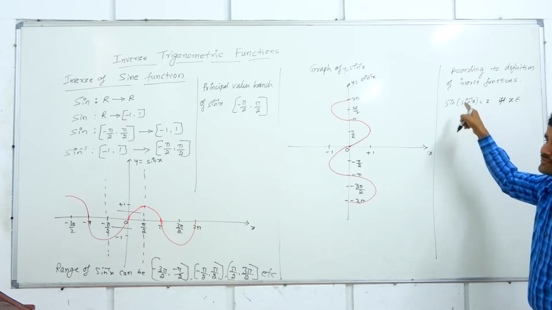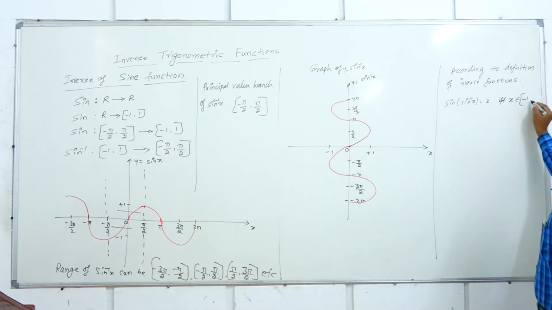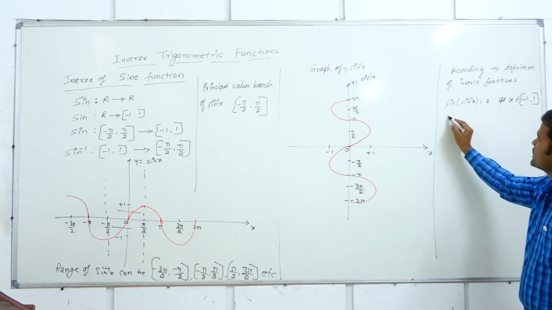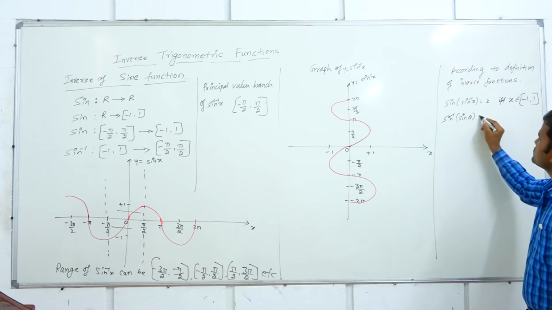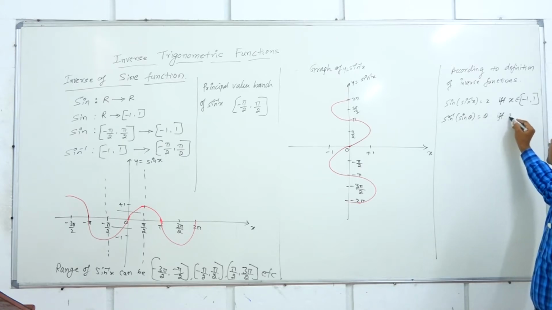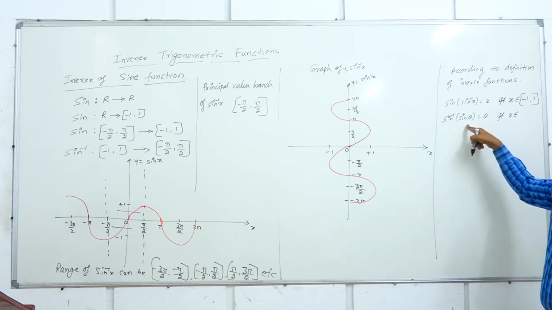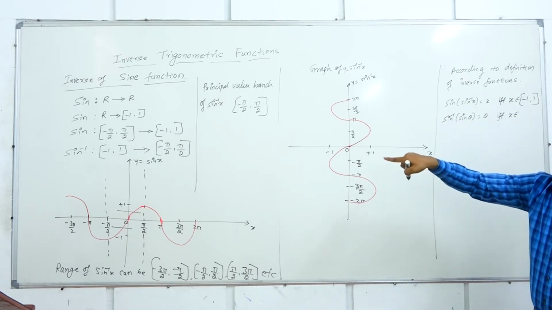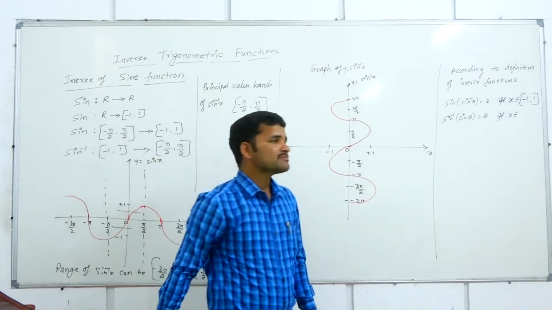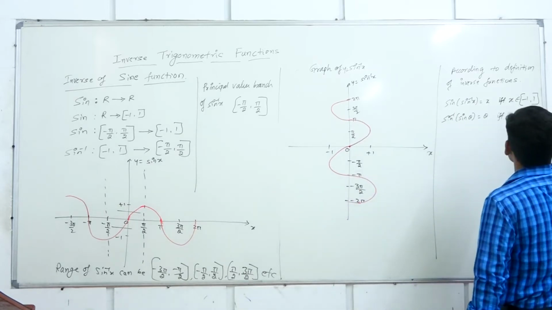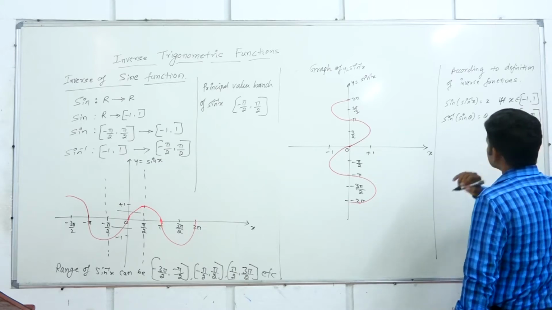What is the domain of sine inverse? That is -1 to +1. So x belongs to the closed interval -1 to +1. And also sine inverse of sine theta is equal to theta only when theta belongs to the domain of sine here. What is the domain of sine? We have considered, to make the given function sine invertible, from minus pi by 2 to plus pi by 2.